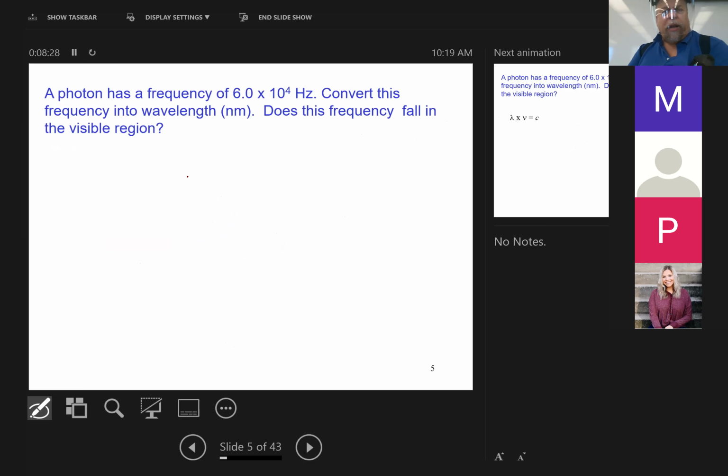Now a photon has a frequency of 6 times 10 to the 4th hertz. Convert this into wavelength in nanometers. Does this frequency fall into the visible region? This is your example, okay? So how would you set that up?